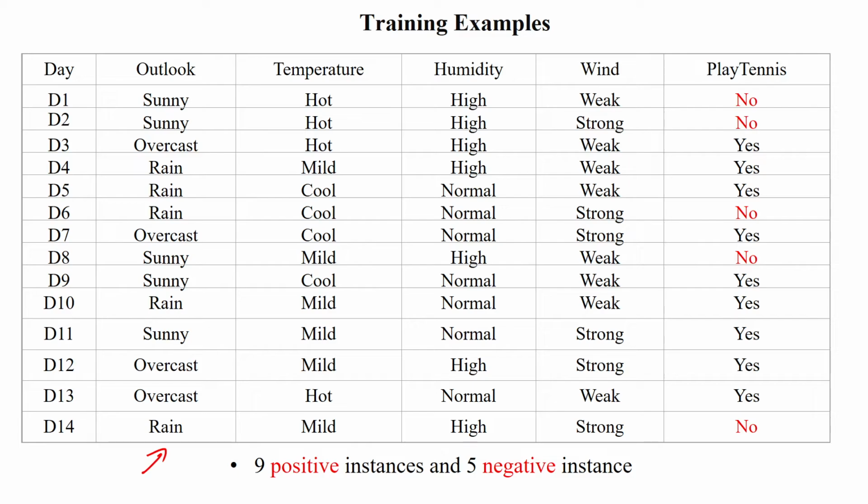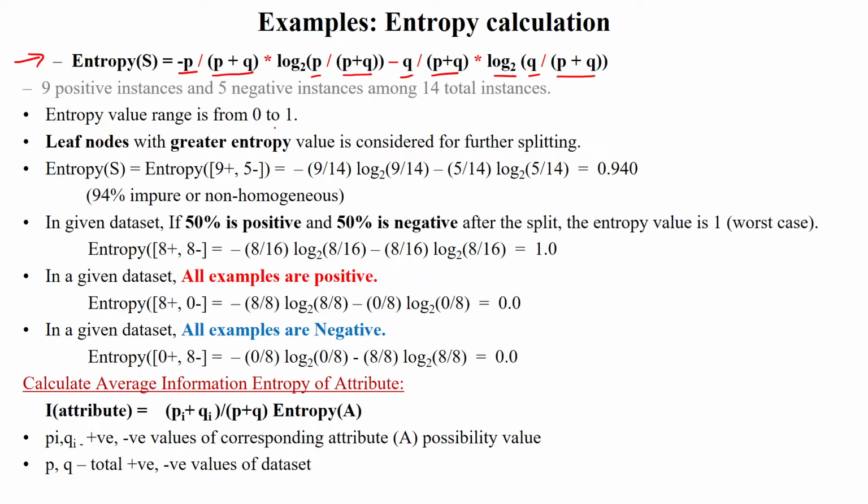Here we have 5 negative samples and the remaining 9 positive samples. Based on that, we are going to calculate entropy. Mostly the entropy range will be between 0 and 1. The leaf nodes having the greater entropy are considered for further splitting. So here is the entropy of the given data set S, which has 14 samples.